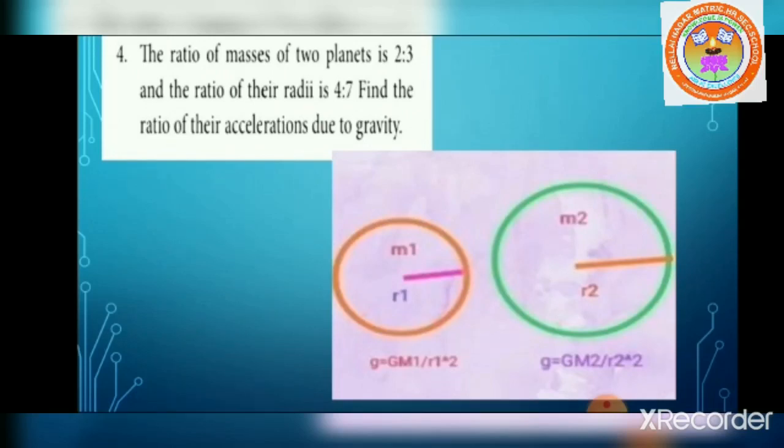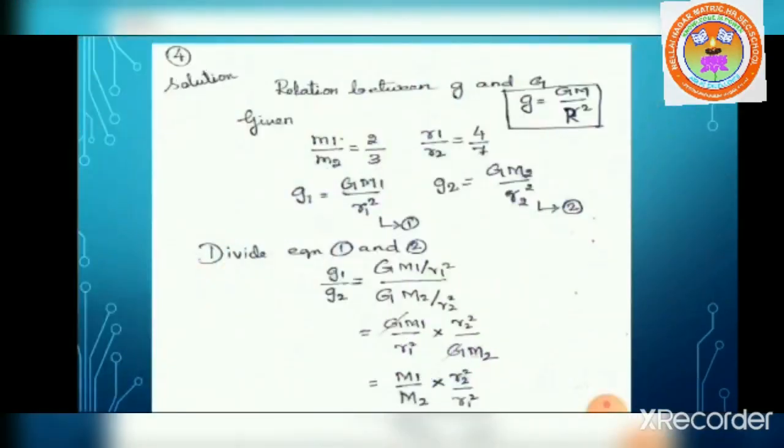So we have to write the formula g = GM1 divided by R1 square, and g = GM2 divided by R2 square. We know this is the relation for g: g = GM by R square. The given values are M1 by M2 equal to 2 by 3, and R1 by R2 equal to 4 by 7. So g1 is equal to GM1 by R1 square and g2 is equal to GM2 by R2 square.